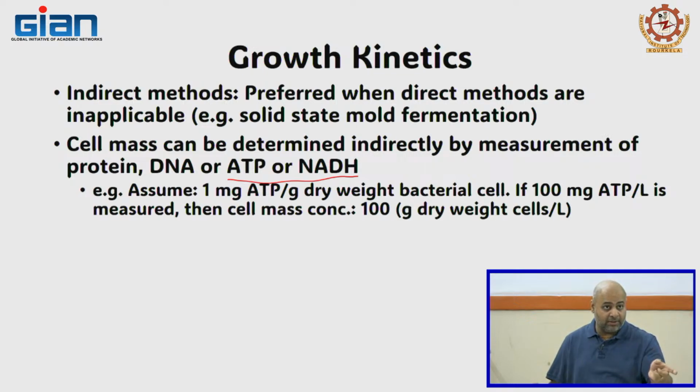So, you have the direct methods. So, direct method is the turbidity method, that is the preferred method. The indirect method would be when we are looking at the DNA, the ATP, and the NADH.